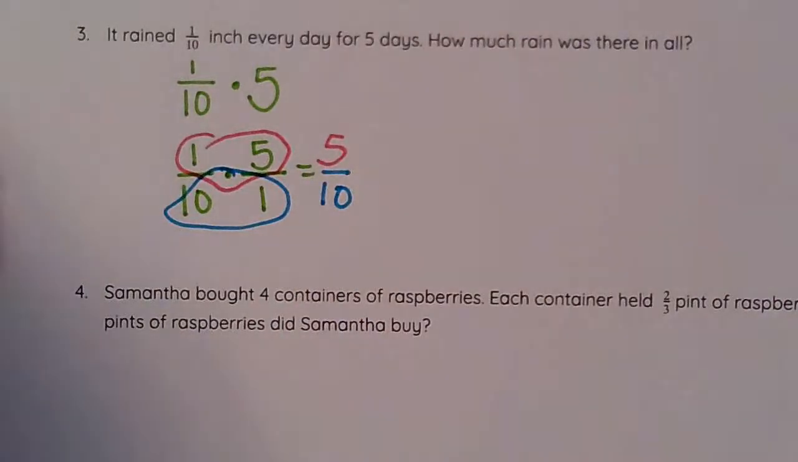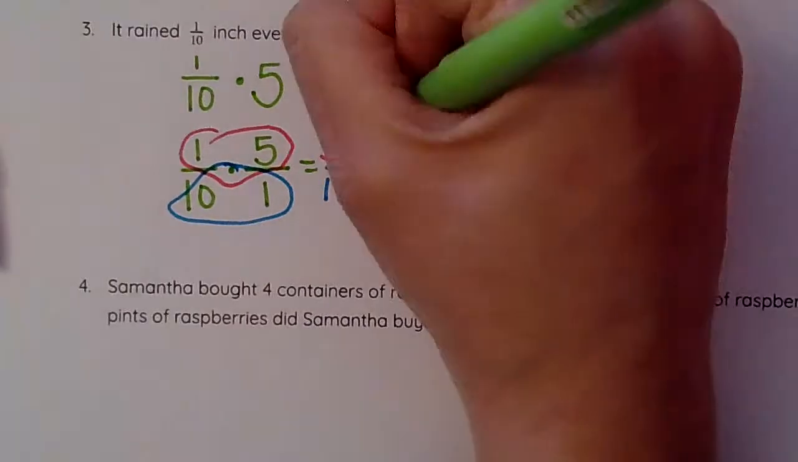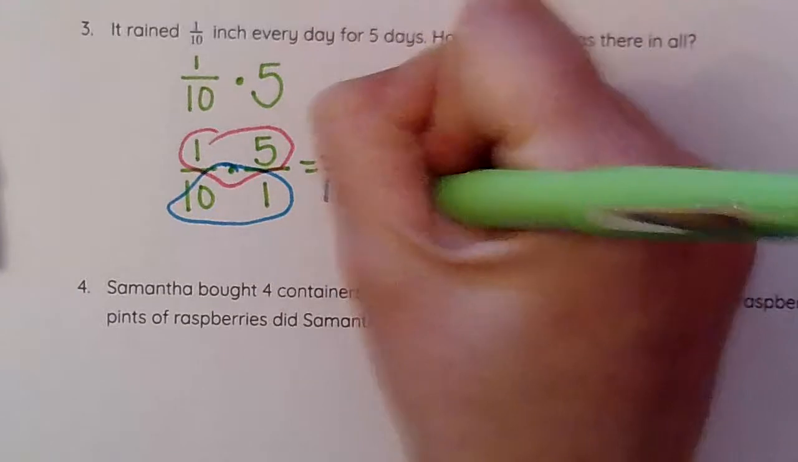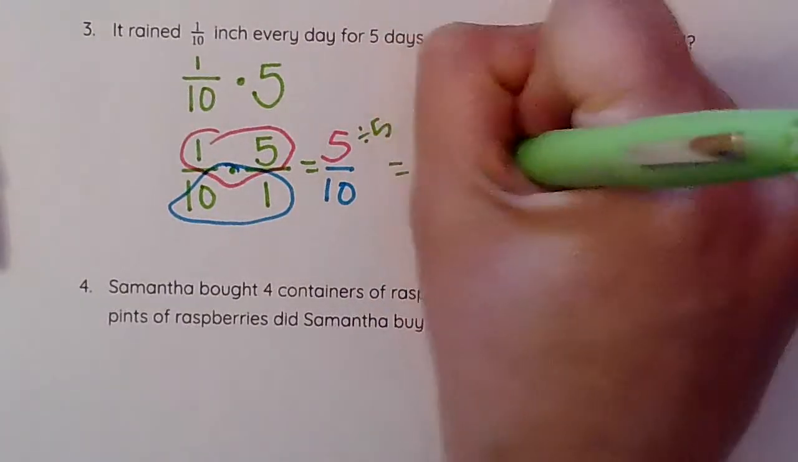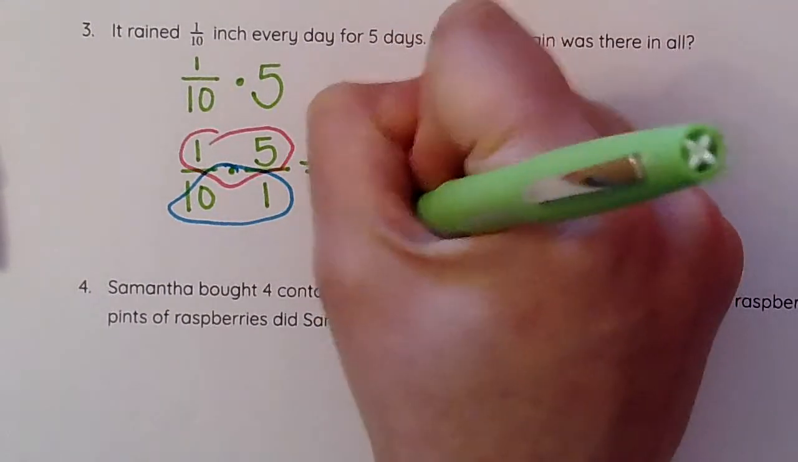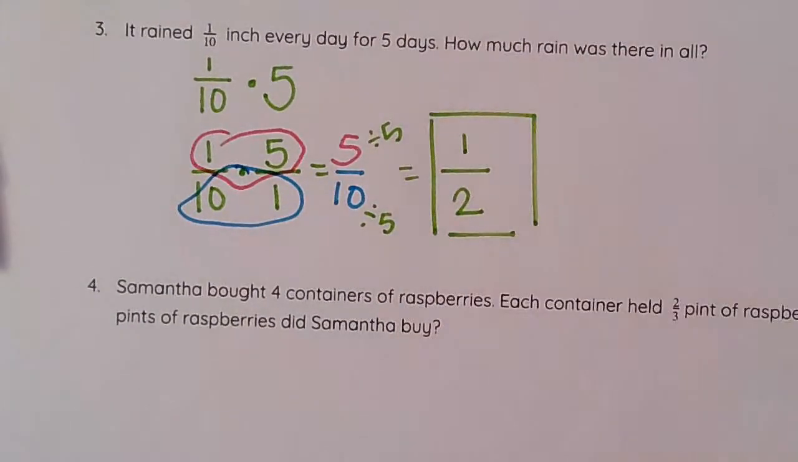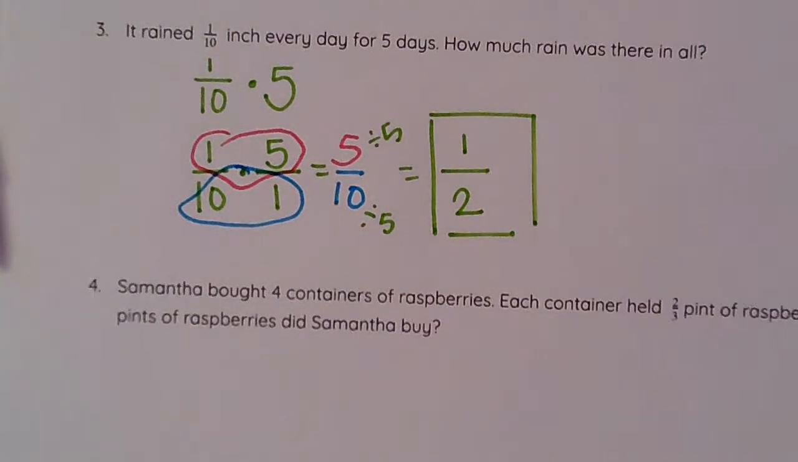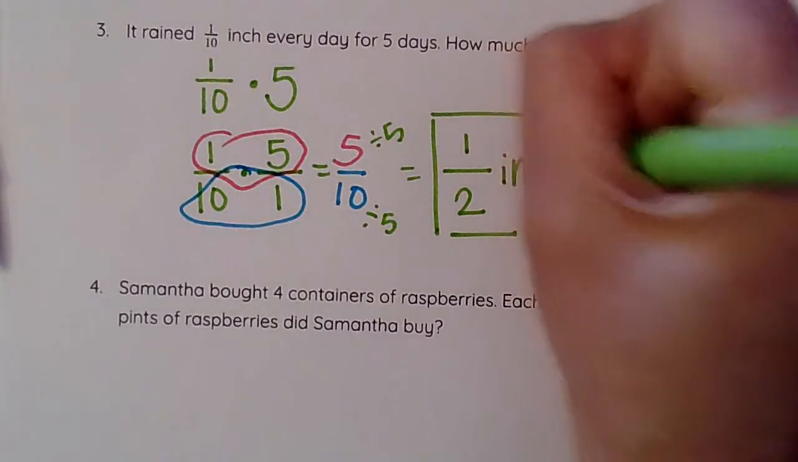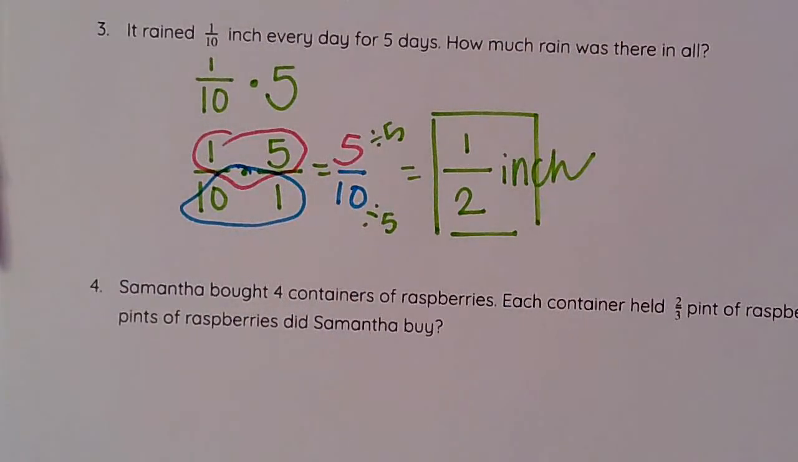Now I can divide both of those. I can simplify. If I divide 5 by 5, I get 1. And if I divide 10 by 5, I get 2. So my answer would be that there was half an inch, 1/2 inch of rain in 5 days.